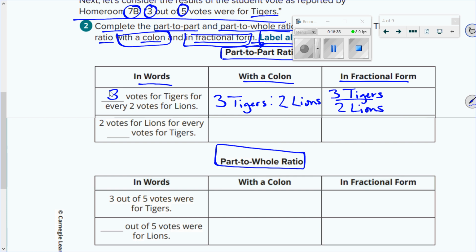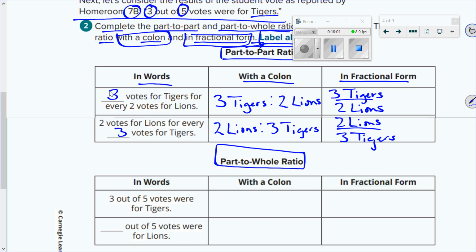We can also go the other way. 2 votes for Lions for every 3 votes for the Tigers. Literally all I'm doing is writing it the other direction. 2 Lions to 3 Tigers. 2 Lions to 3 Tigers. When it changes to a part-to-whole, all that's changing is that second number.